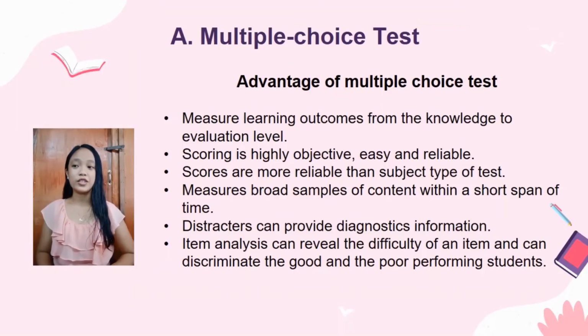The advantages of multiple choice tests. It measures learning outcomes from the knowledge to evaluation level. Scoring is highly objective, easy, and reliable. Scores are more reliable than subjective type of tests. It measures broad samples of content within a short span of time. Distractors can provide diagnostic information. And item analysis can reveal the difficulty of an item and can discriminate the good and the poor performing students.